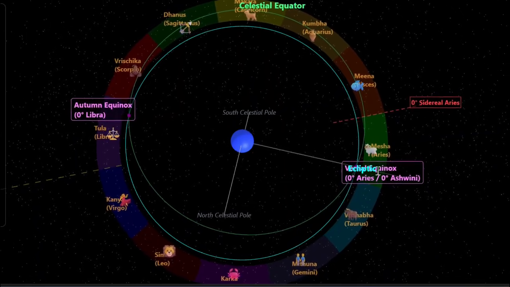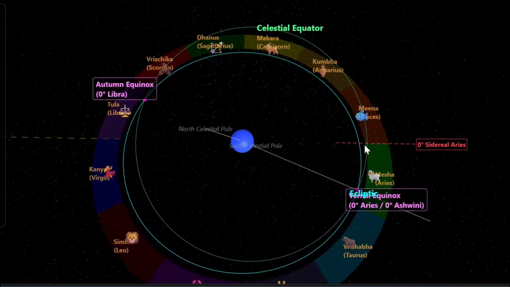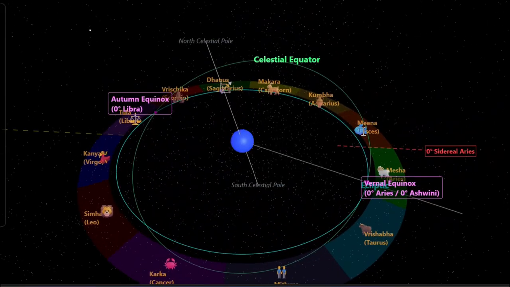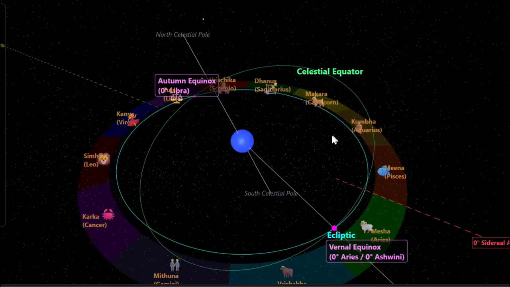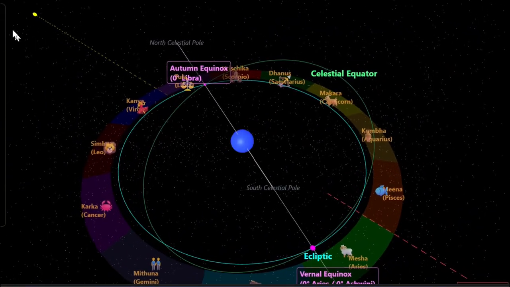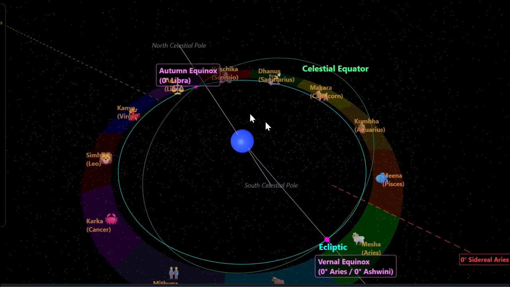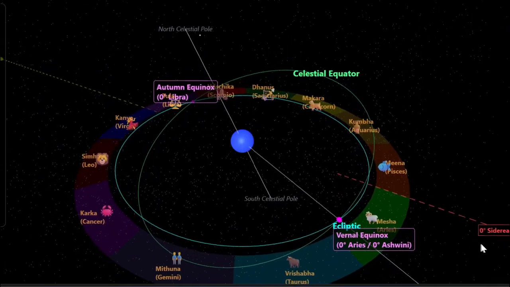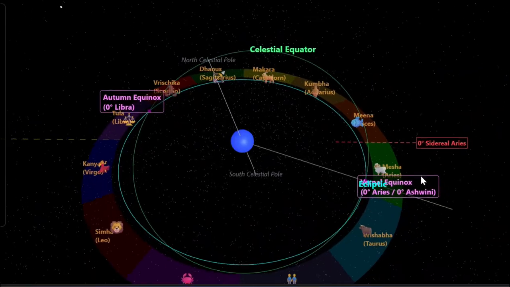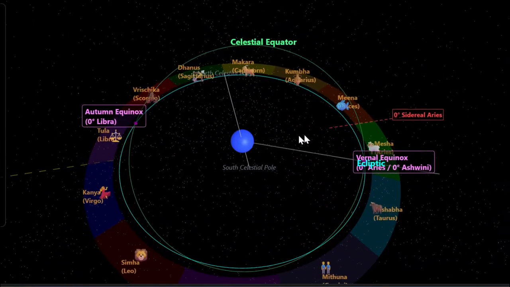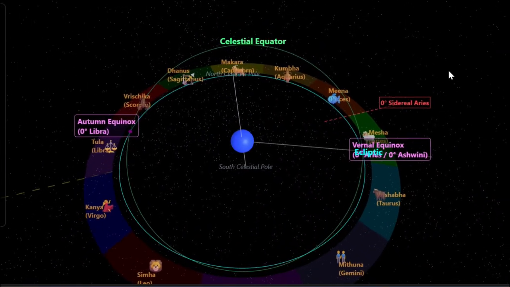Now, what is the sidereal axis? This is a fixed point in space with respect to a fixed star. You can see there is a star here. 180 degree to this is the starting point of Mesha. Okay, the starting point of Mesha is 180 degree to this star.